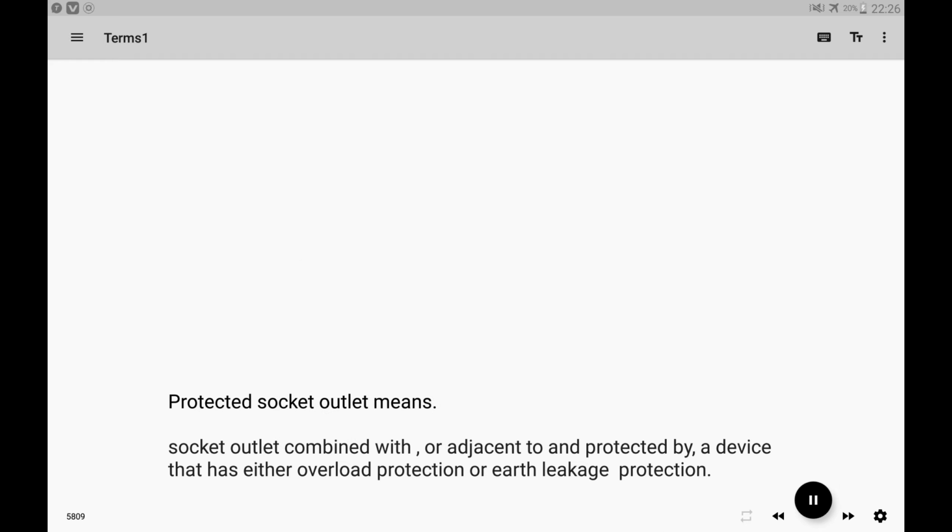Protected socket outlet means socket outlet combined with or adjacent to and protected by a device that has either overload protection or earth leakage protection.